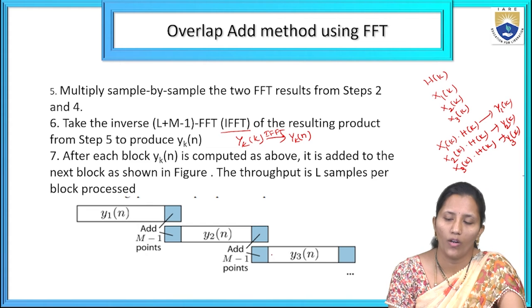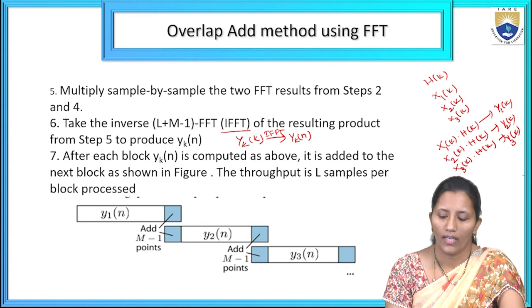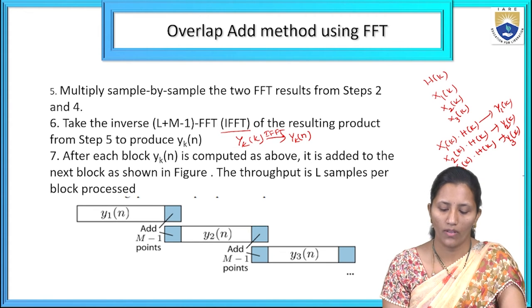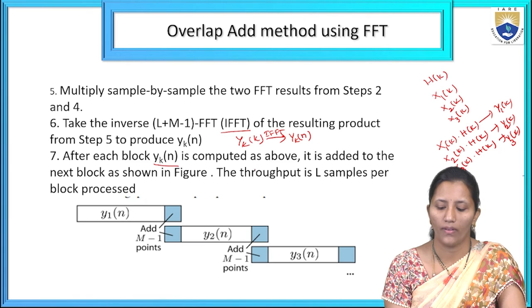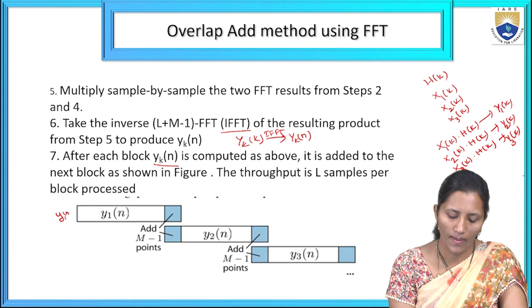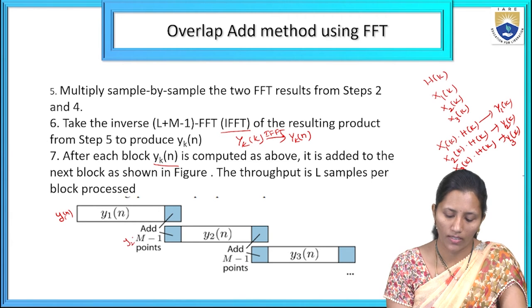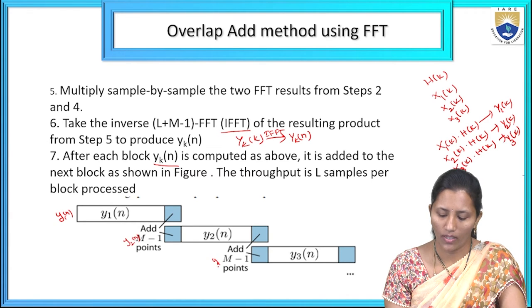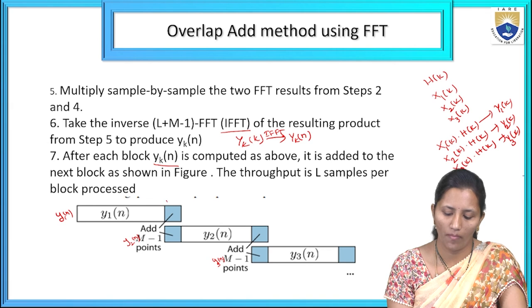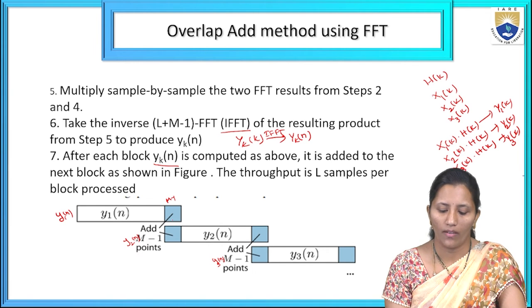Then how do we get the output y of n? After each block yk of n is computed as above, it is added to the next block, as shown in the figure. Here we have y1 of n, the same procedure we discussed in the last slide, and here we have y3 of n. The last M minus 1 points of y1 of n will be added to the first M minus 1 points of y2 of n.